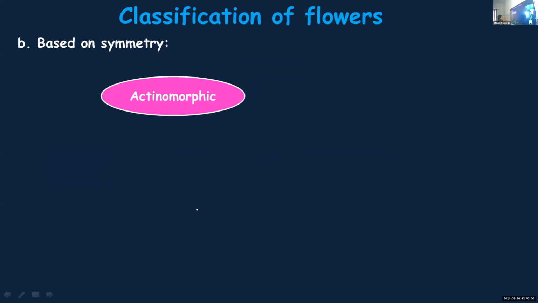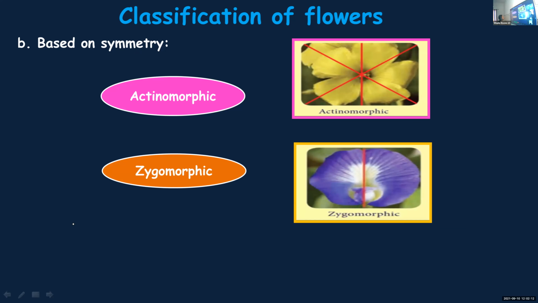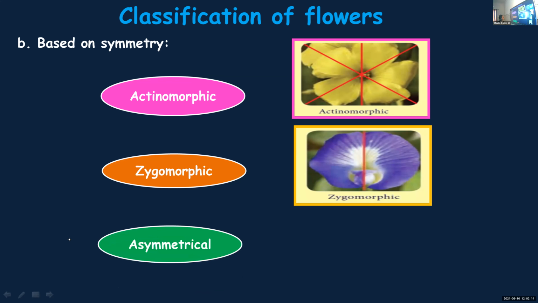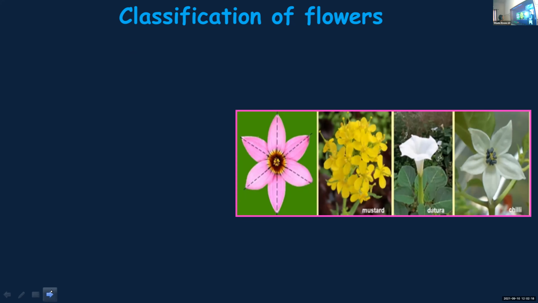Based on symmetry, we can categorize them into actinomorphic, zygomorphic, and asymmetrical flowers. So let's learn in detail what each type of flower means.